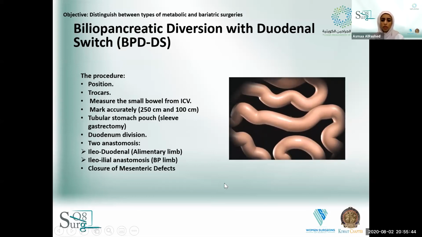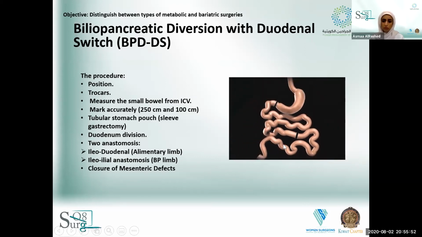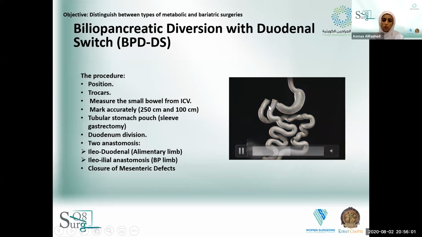Then you're going to divide your duodenum, and before you do that as well, you're going to start by measuring your bowel. Very important, as I said, from the ileocecal valve, you need to mark it accurately. So you're going to have 250 centimeters, and then from that, you're going to have your common channel at 100 centimeters, and then you're going to do your anastomosis. Very important as well. So this is your alimentary limb, and then sorry, it doesn't show here. I'll show you the next one.